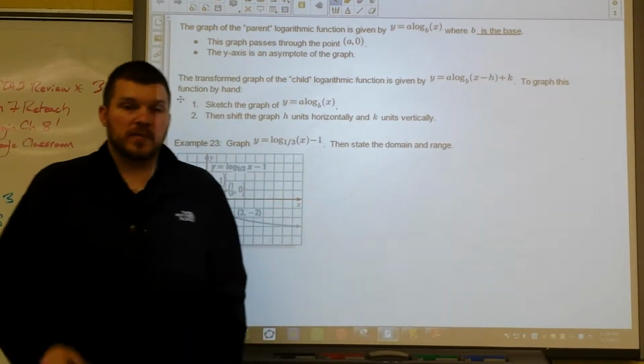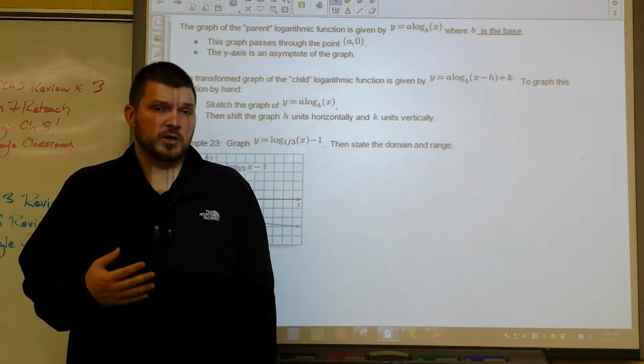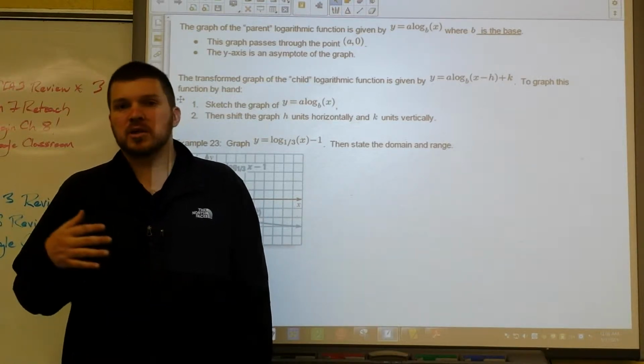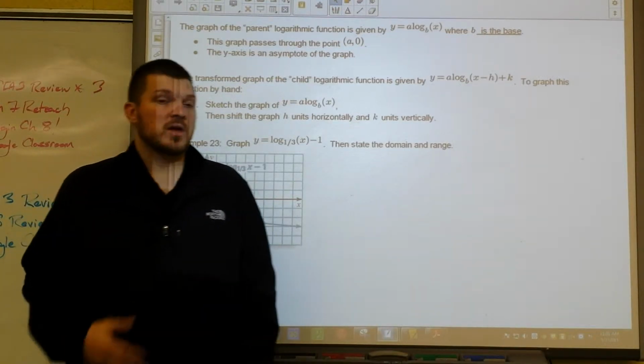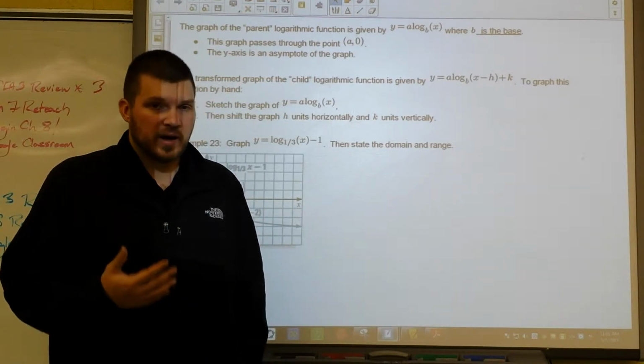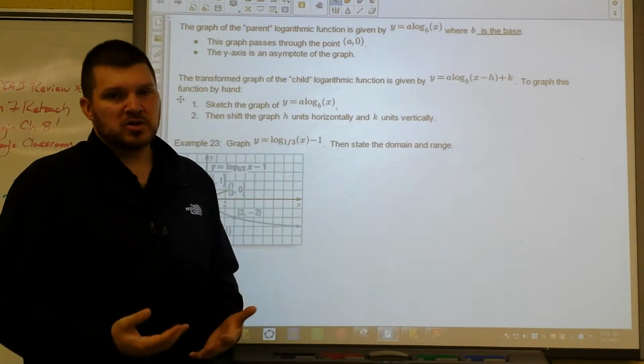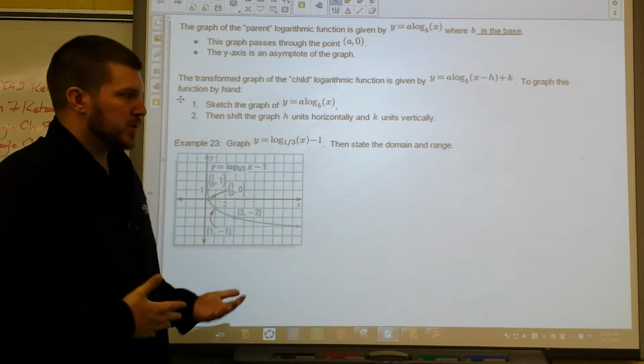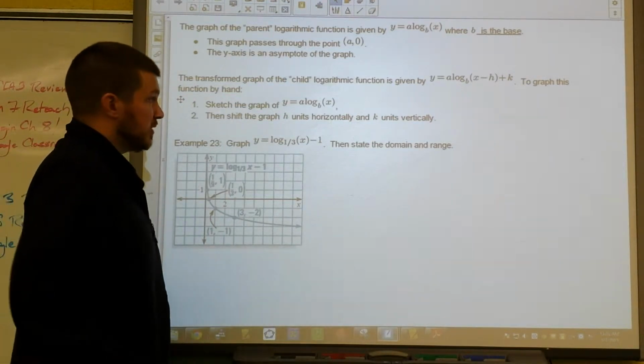So in this video, we're talking about logarithmic functions. Again, we're starting off with the parent log function, and then we're going to talk about how to transform it to the child log function. Like we did with radical functions and exponential functions, the process is going to be very similar. So hopefully you're starting to see a pattern and see the connections between these different types of families of functions.